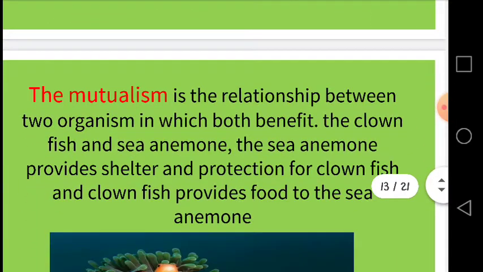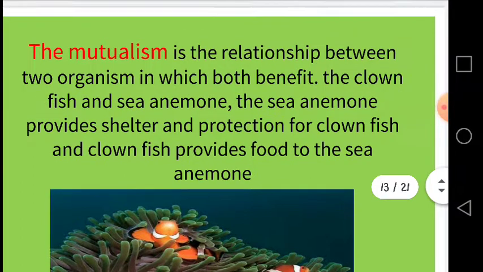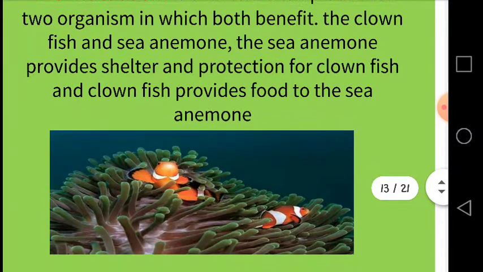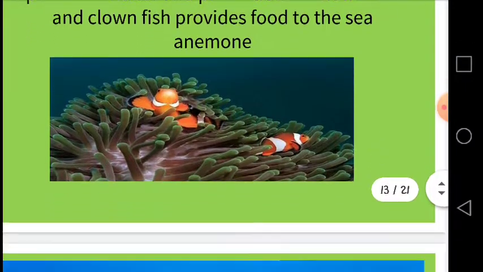Now we are moving towards another type of relationship between two different organisms, that is called mutualism. Mutualism is a relationship between two organisms in which both benefit. The clownfish and the sea anemone. The sea anemone provides shelter and protection for the clownfish, and the clownfish provides food to the sea anemone. You can see in this picture how the clownfish is present with the sea anemone, and both are getting benefits from each other.